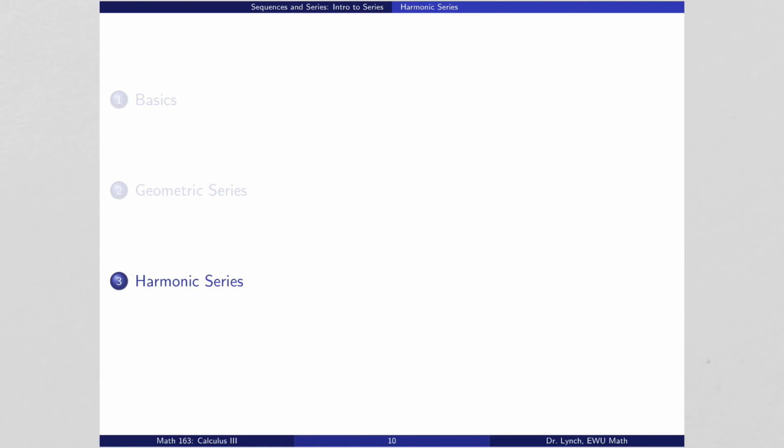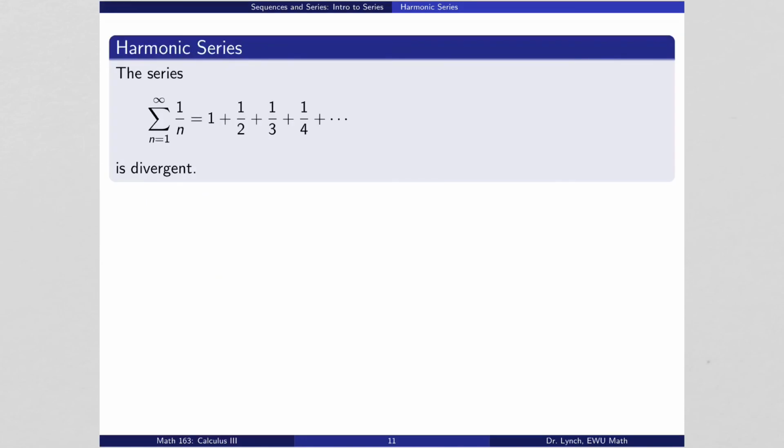The harmonic series is always divergent, as it turns out. So let me first tell you what that harmonic series is. The harmonic series is the sum, n equals 1 to infinity, of 1 over n. So 1 plus 1/2 plus 1/3 plus 1/4, and so on and so forth. So it's pretty quick to see that this is divergent.